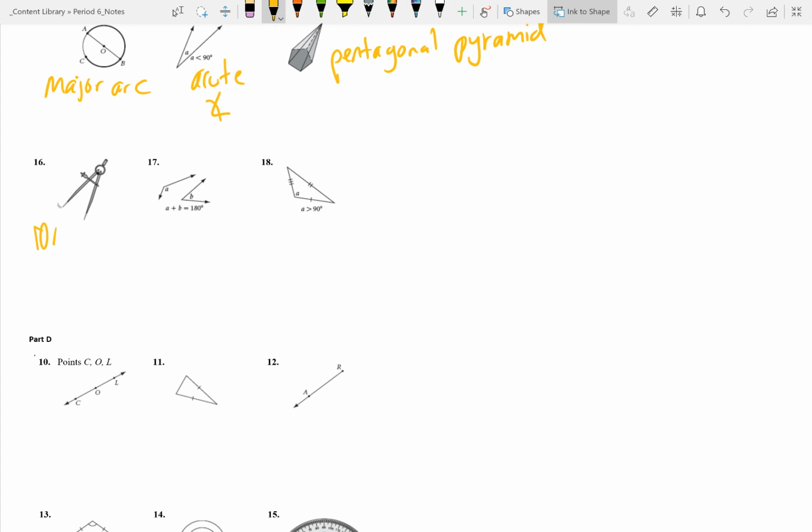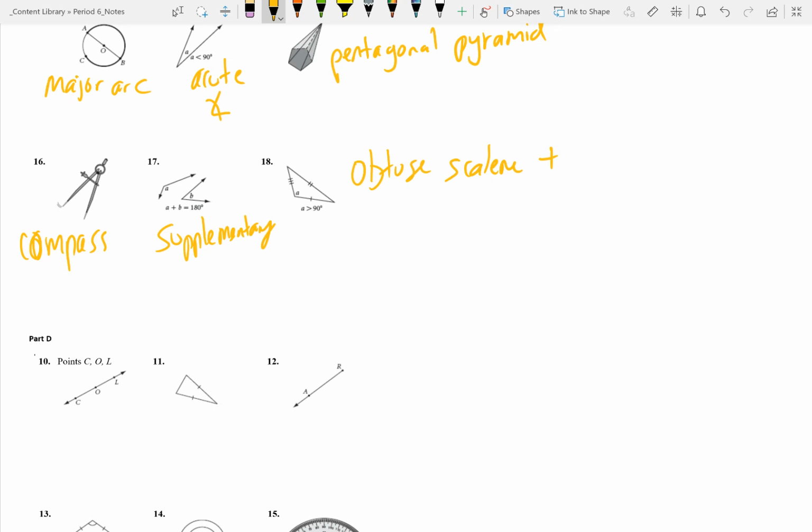This is a compass. Oops, turn that off. Okay. Compass. These are 2 angles that add to 180. Those would be supplementary. Supplementary angles. This is a scalene triangle. All the sides are different lengths and 1 angle is more than 90. So that would be an obtuse scalene triangle.